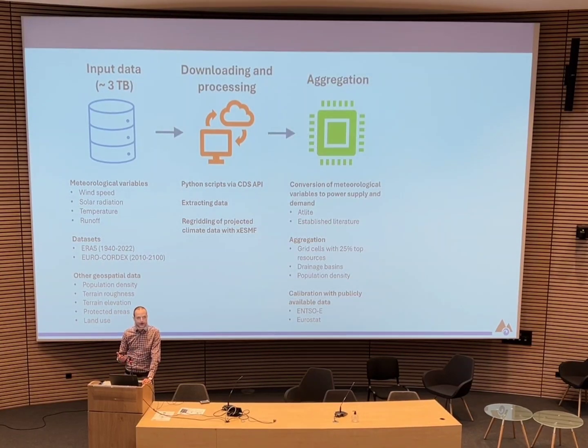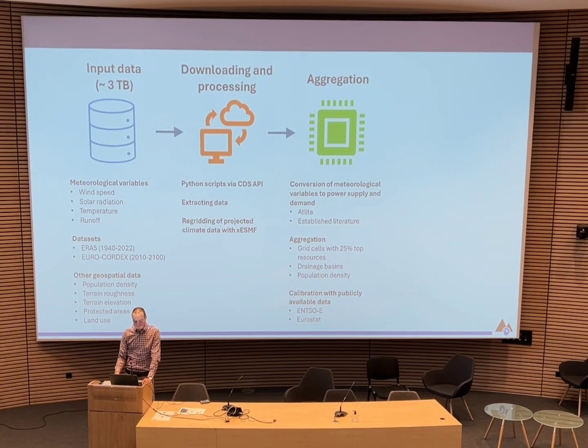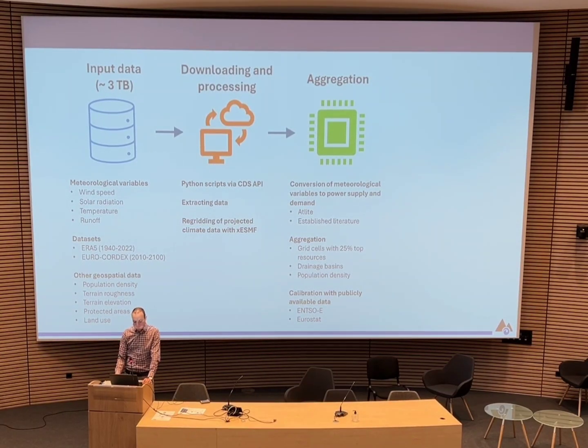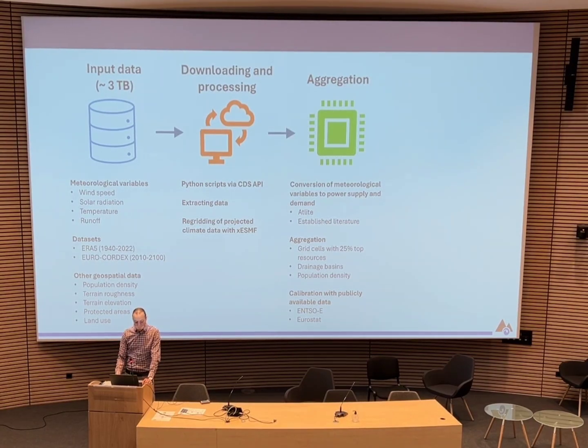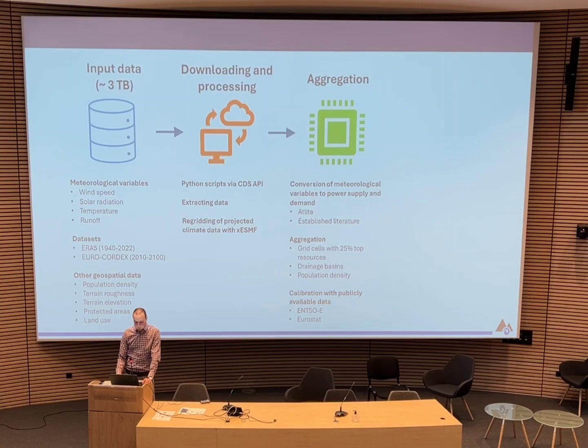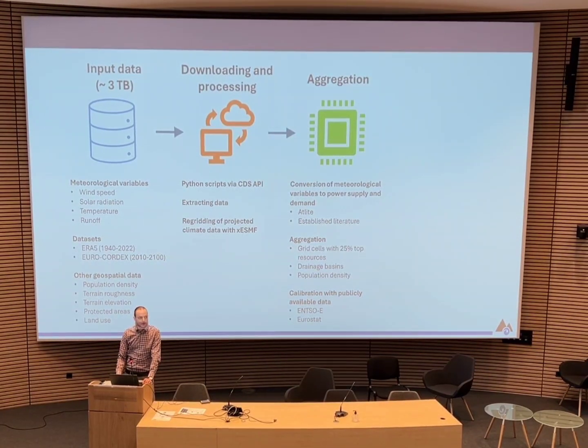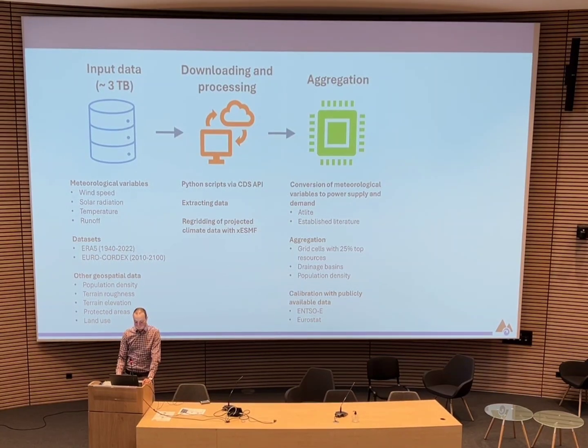And then we perform a conversion and aggregation. So first we convert the meteorological variables to power supply and demand time series using tools such as Light or methods from the established literature. We perform an aggregation, for example, by considering the grid cells with the top 25 best resources for wind and solar. And we use drainage basins for hydropower, or population density for heating and cooling demand. And then we also perform a calibration with publicly available data from ENTSO-E or Eurostat.